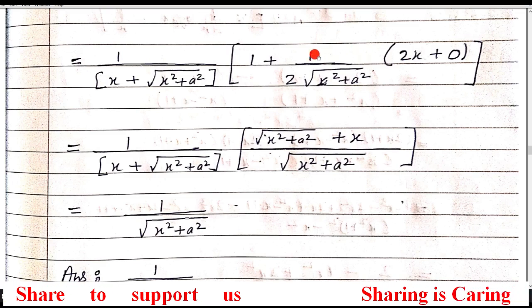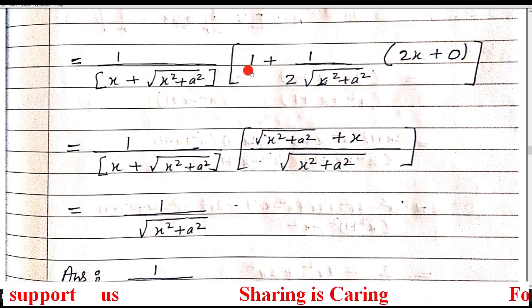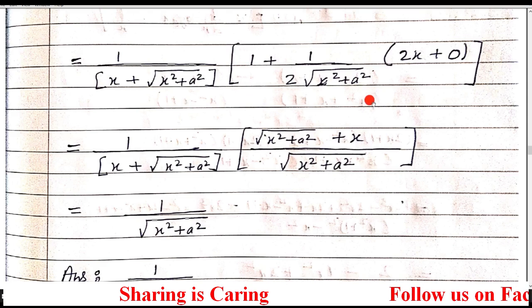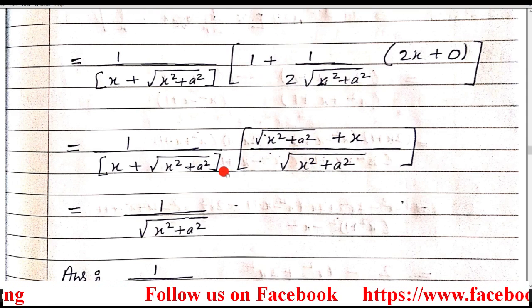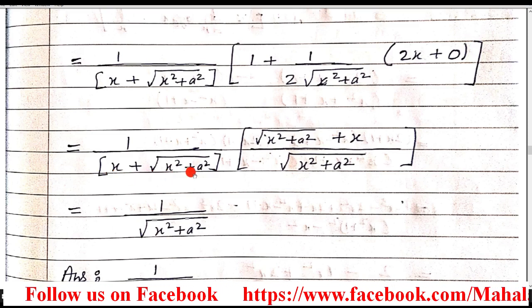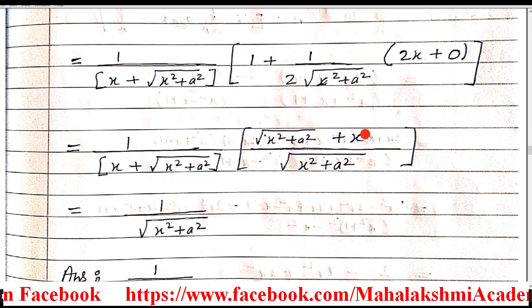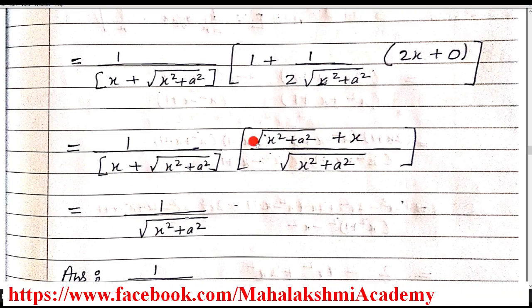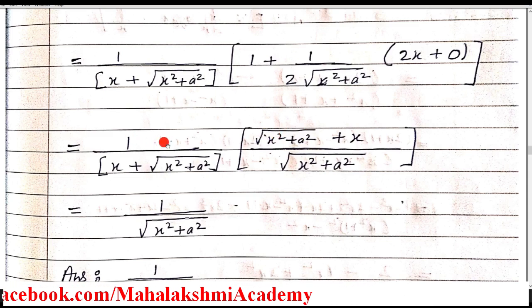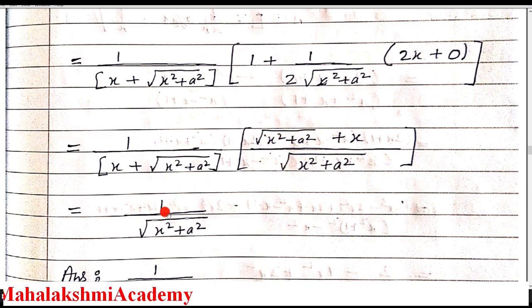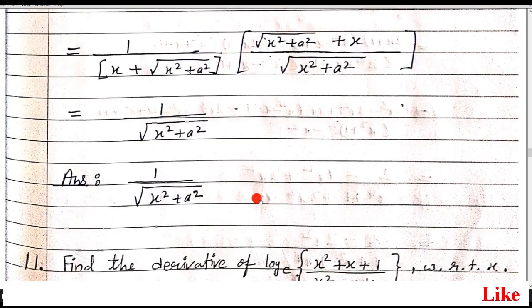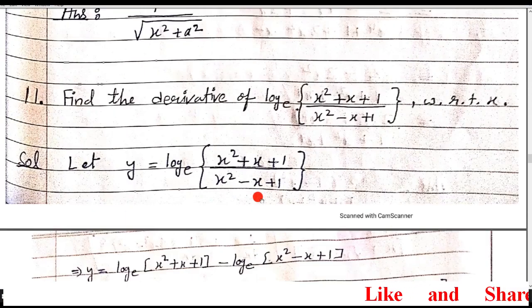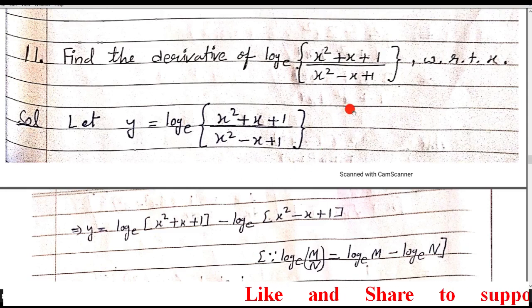So x multiplied by 1 is x. Then we'll assume 1 upon 1 and take the LCM. So when we take the LCM, this step will come. Now just observe properly. This bracket and this numerator are identical, so they will cancel each other. So we are left with only this 1 and this term, that is 1 upon root x square plus a square. That's the answer. Now we'll move to question number 11 of the same exercise.